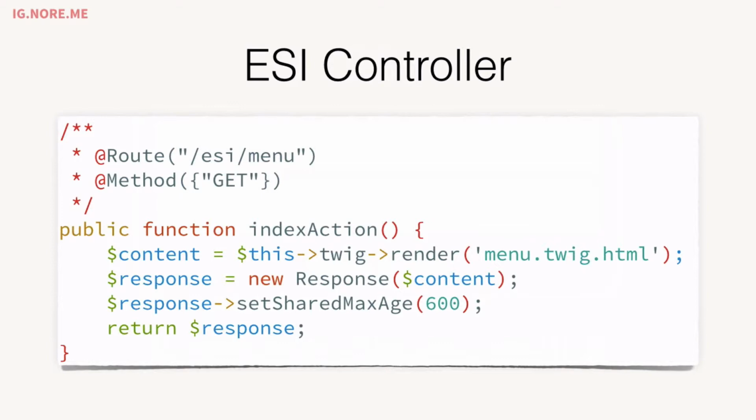As you can see, for an ESI controller, there's actually no real difference here. It's still the same thing. The only difference is that you set a shared max age instead of a regular max age for the caching period.